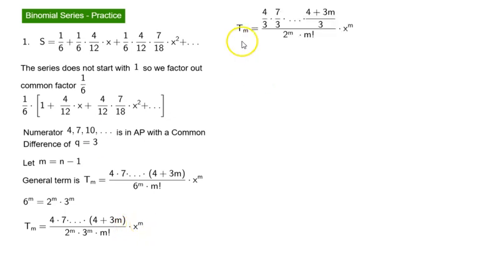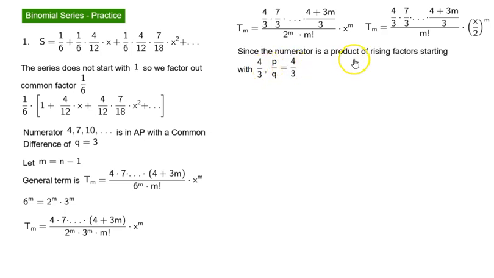So now we take 3 to the power of m to the numerator. So 4 by 3 times 7 by 3 times dot dot times 4 plus 3m by 3. The whole thing divided by 2 to the power of m times m factorial times x to the power of m. Why did we take 3 to the power of m up? Mainly because the common difference is 3. We take this 2 to the power of m and absorb it into x to the power of m. So we get x by 2 to the power of m.